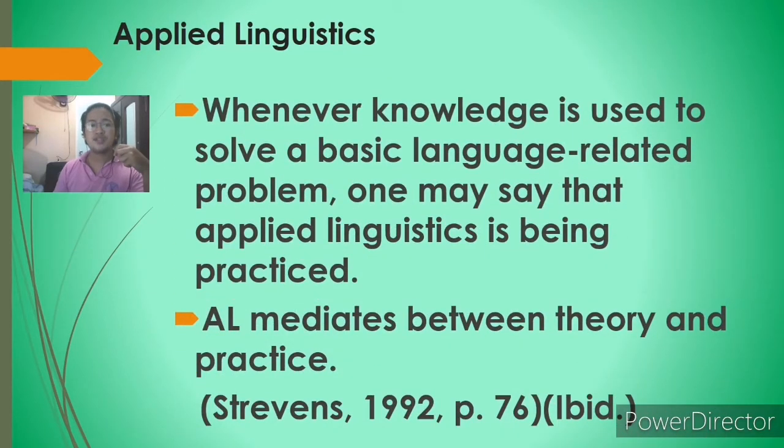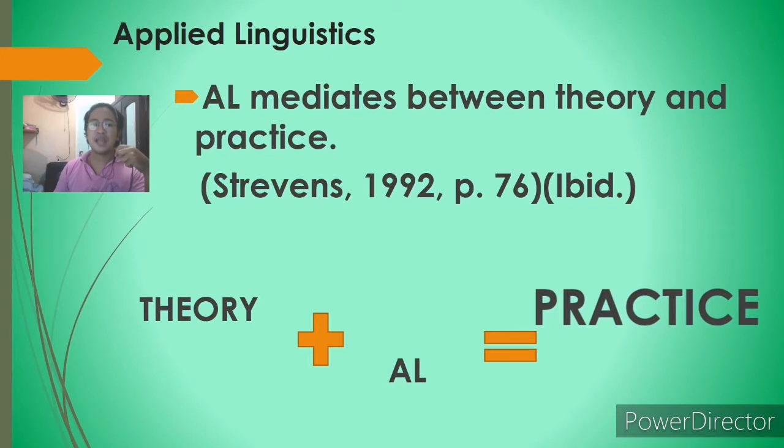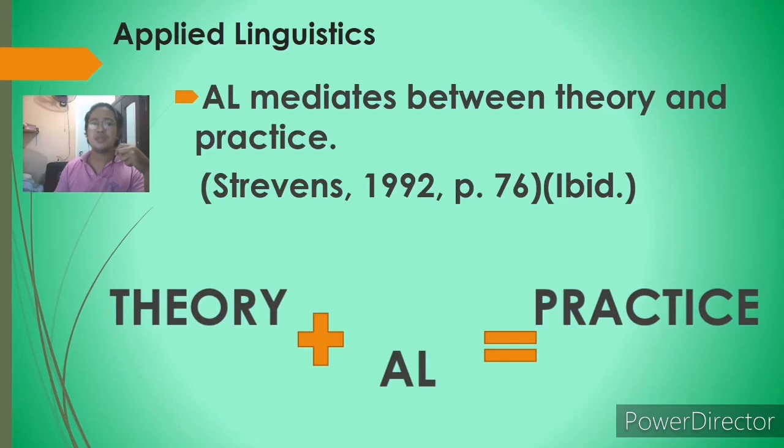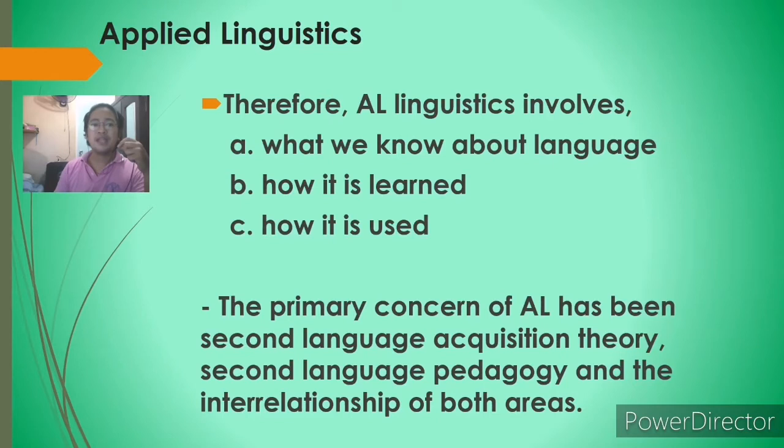Because according to Strivens 1992, whenever knowledge is used to solve a basic language-related problem, one may say that applied linguistics is being practiced. Therefore, applied linguistics comes between theory and practice. That is, for us to be able to practice the language well, applied linguistics helps linguistic theories to be reflected in our speech. To cap it all, applied linguistics has something to do with what we know about the language and how we utilize what we know to learn it and use it.